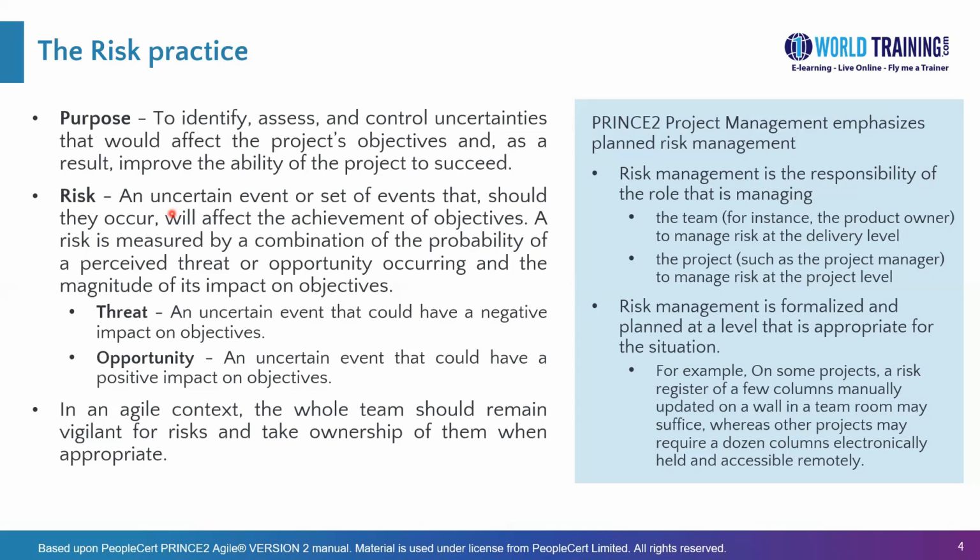What is a risk? It is an uncertain event or a set of events that, if they should occur, will affect the achievement of the objectives, which means that the risks are not guaranteed to occur because it always has a likelihood and impact if it occurs. Of course, if a risk is named or labeled as definitely will occur, then it is no longer a risk. It is an issue that needs to be handled.